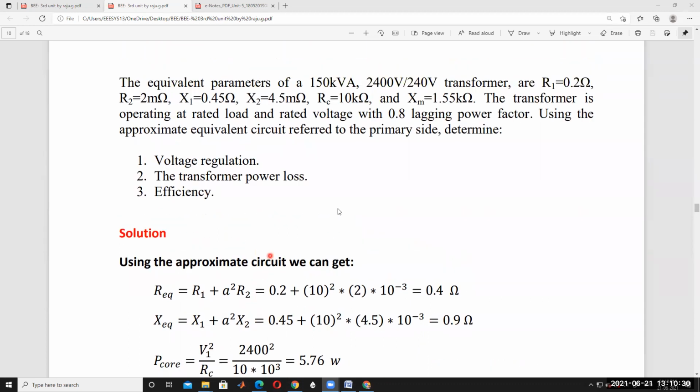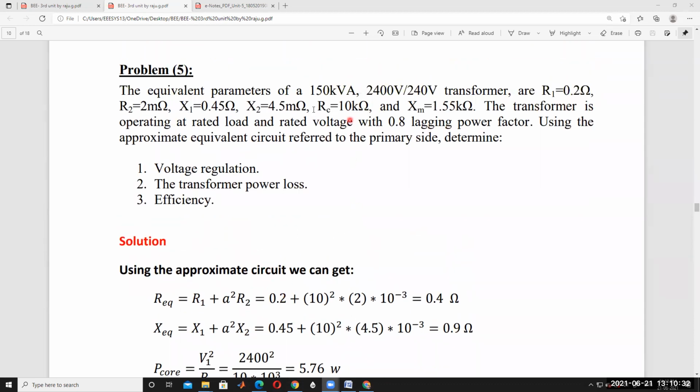Okay, so refer to the primary side. To convert the secondary side branch parameters to the primary side, multiply by a square, otherwise divide by a square. Then R equivalent is equal to R1 plus a square into R2. R1 is 0.2 and a is 2400 by 240, that is 10. So a square is 10 square, into R2, which is 2 milliohms, 2 into 10 to the power minus 3. That is equal to 0.4.